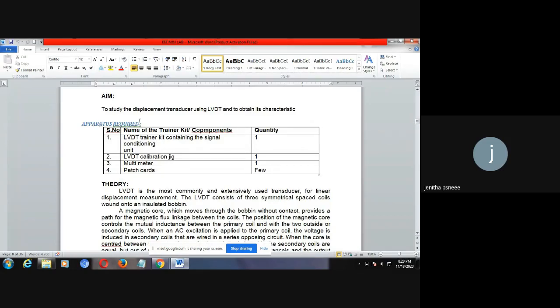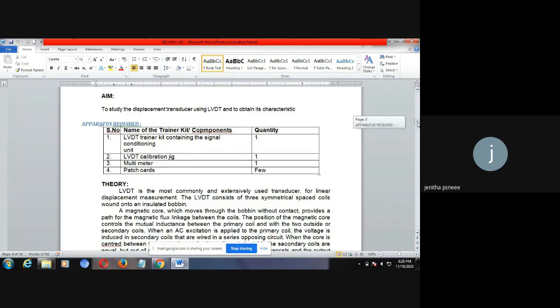What are the apparatus we require? We require an LVDT trainer kit. In our lab, all the transducer experiments will be performed through trainer kits. So the LVDT kit we need, that is one quantity, and a multimeter. So what is a multimeter? With a multimeter, we will be measuring voltage, current, resistance, etc. To see the output or to detect anything, you will be using the multimeter also. Now we can see the theory part.